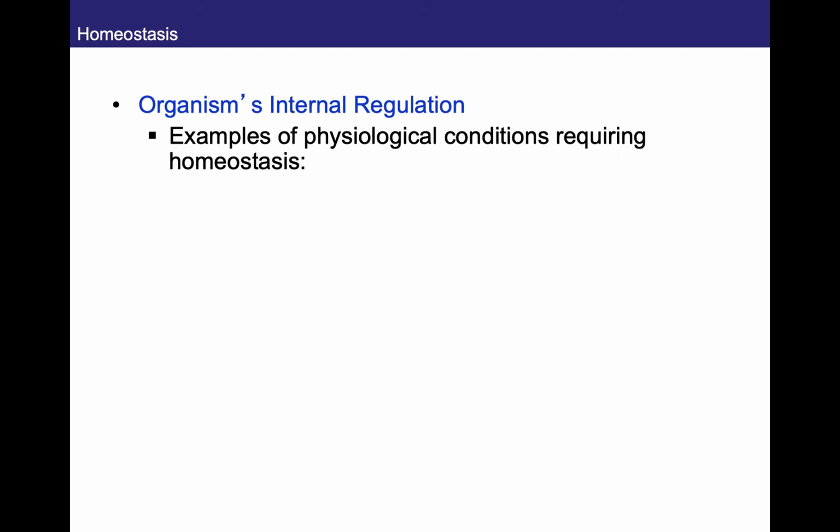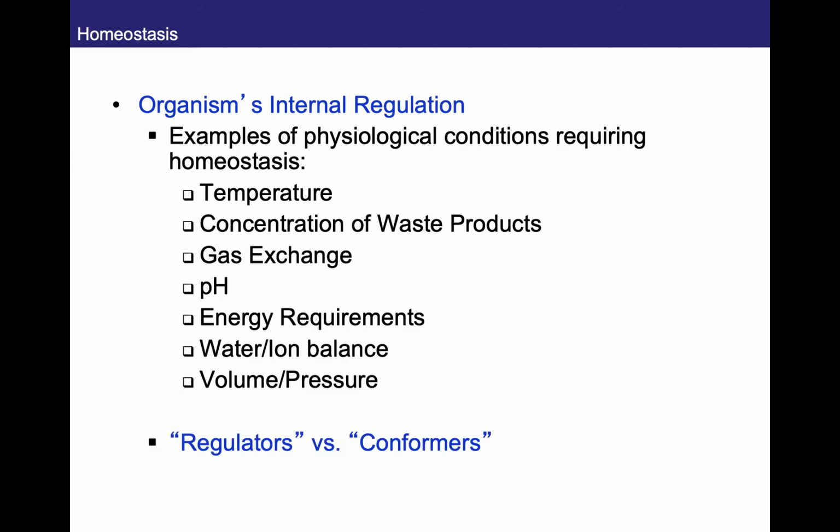So here's just a list. I know you all didn't have this in your student slides, but I will post this so that you'll have it now. Temperature, concentration of waste products, gas exchange, pH, energy requirements like glucose, water ion balance, right? Potassium high inside the cell, sodium high on the outside, and then volume and pressure.